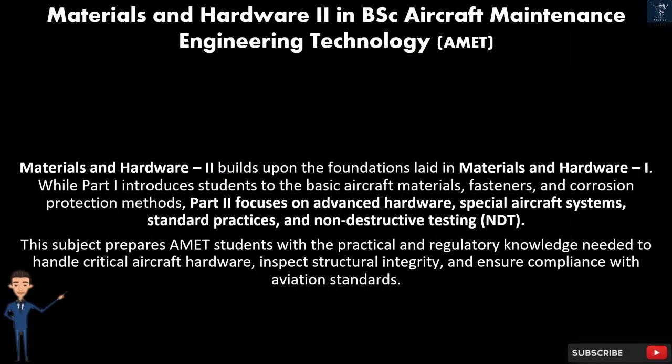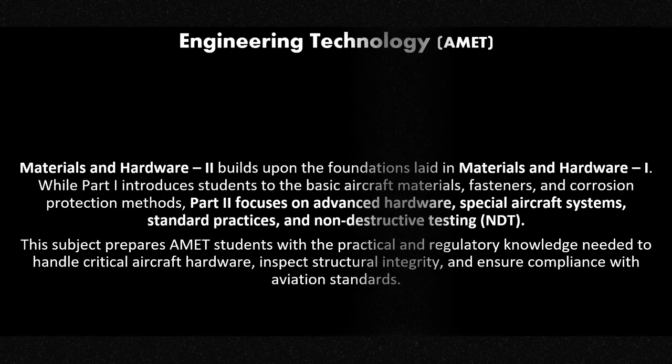Materials and Hardware 2 builds upon the foundations laid in Materials and Hardware 1. While Part 1 introduces students to the basic aircraft materials, fasteners, and corrosion protection methods, Part 2 focuses on advanced hardware, special aircraft systems, standard practices, and non-destructive testing, NDT. This subject prepares AMET students with the practical and regulatory knowledge needed to handle critical aircraft hardware, inspect structural integrity, and ensure compliance with aviation standards.